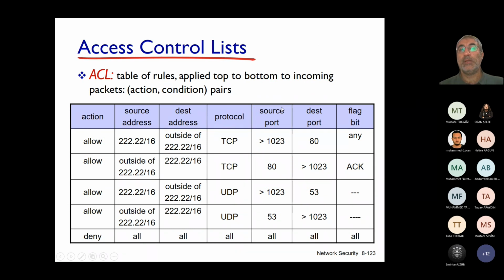Basically, it's a table of rules that is going to apply to the incoming packets. For instance, the first column is called action. You can allow or deny. The second one is source address, IP address, destination address, and the protocol: TCP, UDP, or others. There are source port number, destination port numbers, flag bit. So you can set up rules in this table to apply to the incoming packets, whether to allow or block.